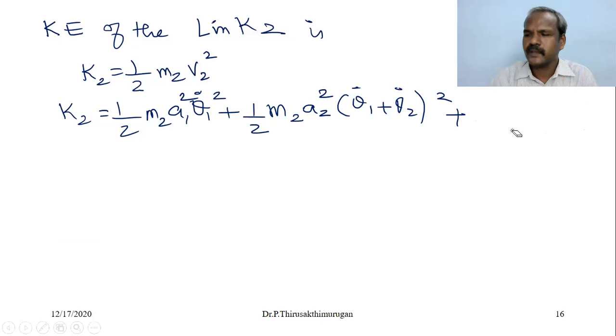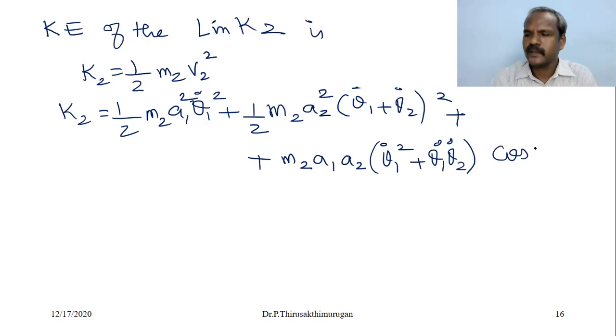Let us write here, then it will be clear. So this plus M2 A1 A2 theta 1 dot square plus theta 1 dot and theta 2 dot of cos theta 2. So this is the kinetic energy equation.